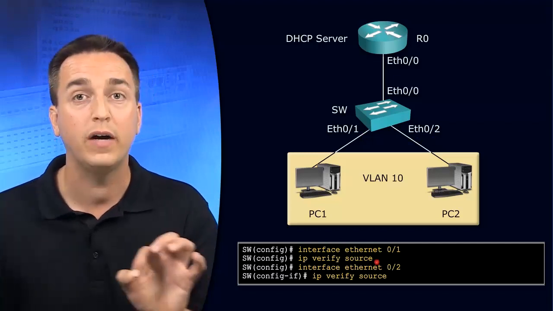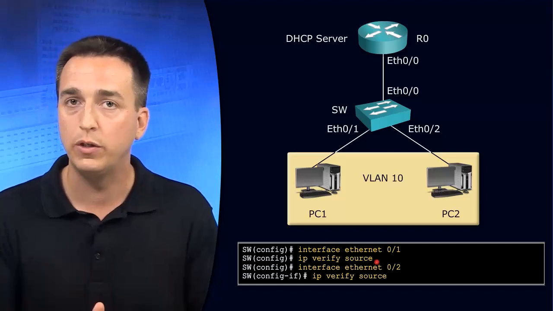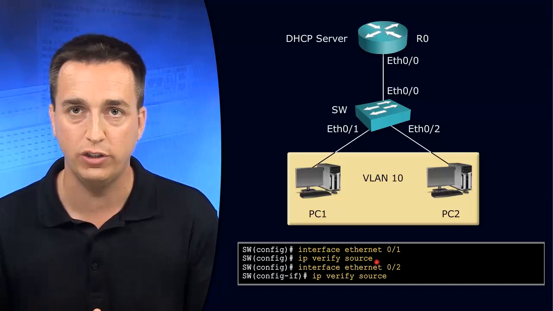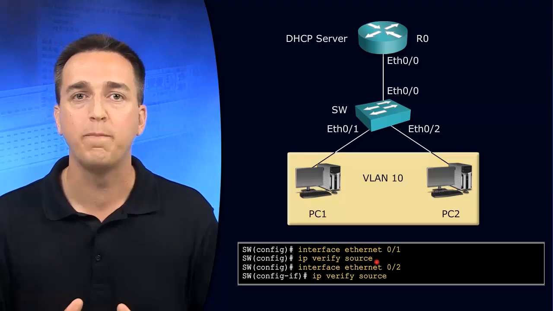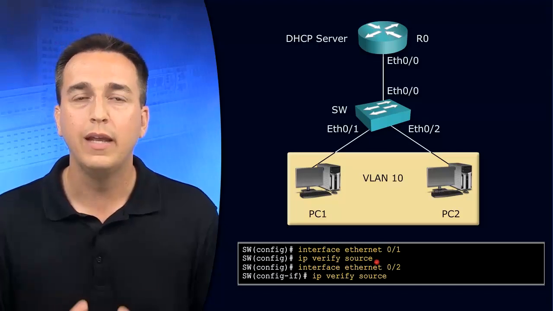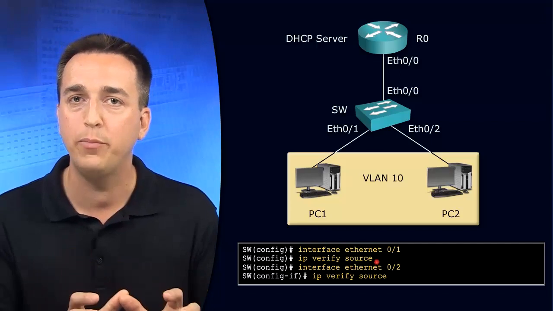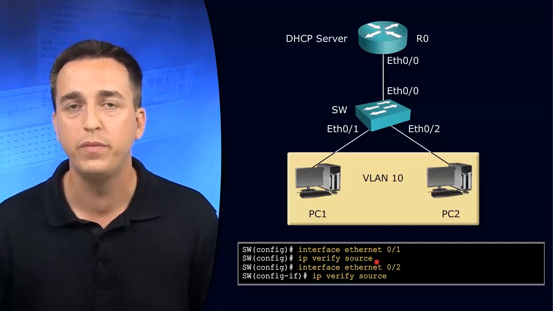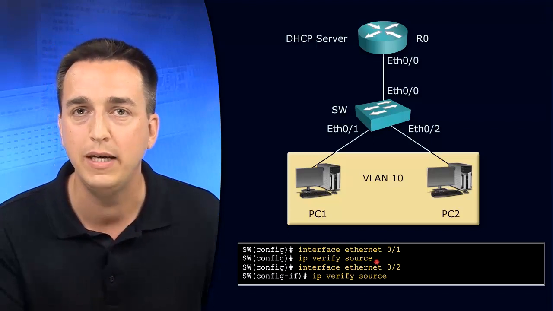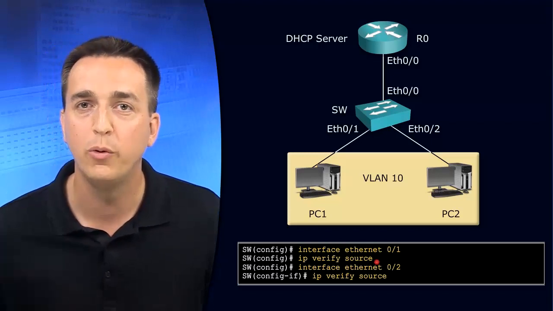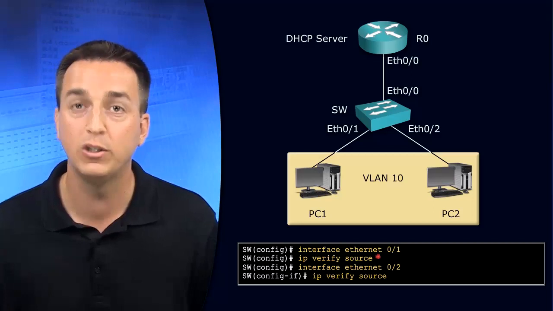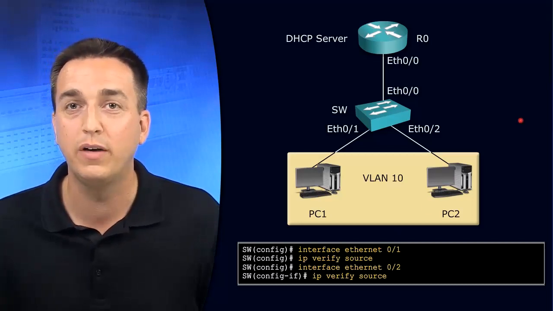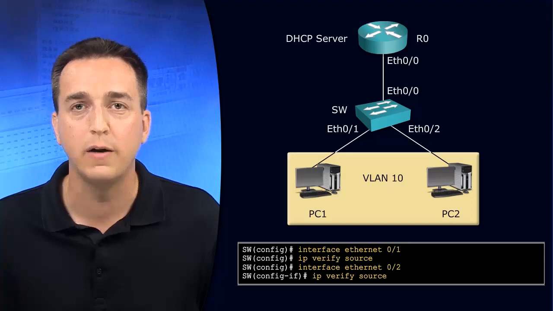Now, IP verify source only enables IP address verification for IP source guard. If you want to enable IP and MAC address verification, you will have to use the command IP verify source port security. So let's look at an example of configuring IP source guard.